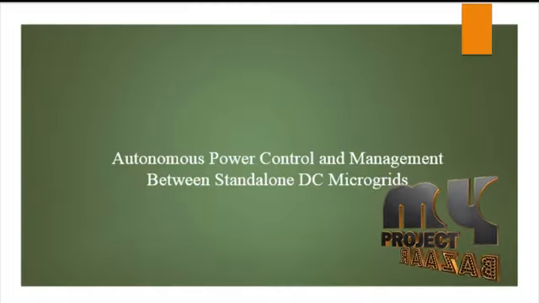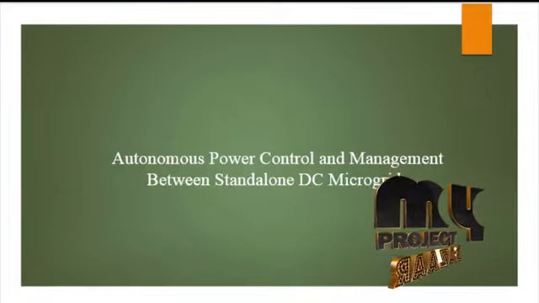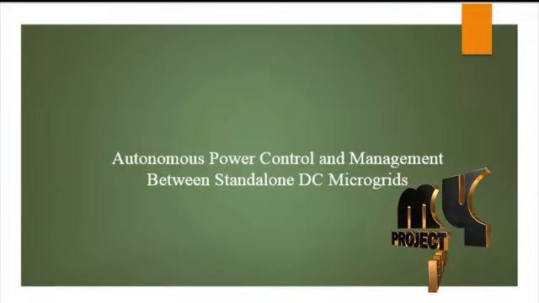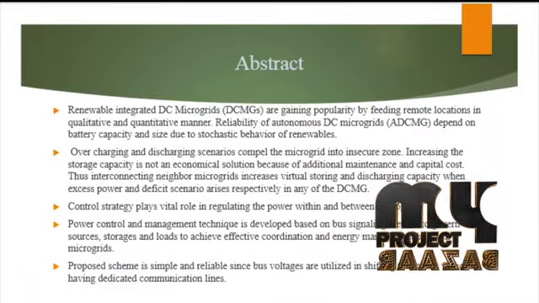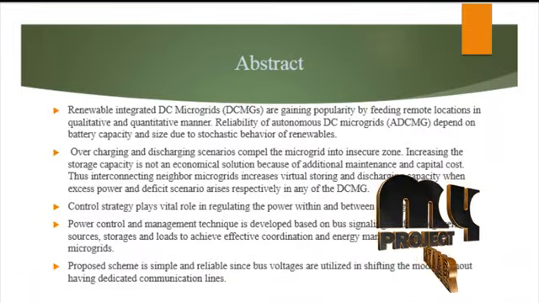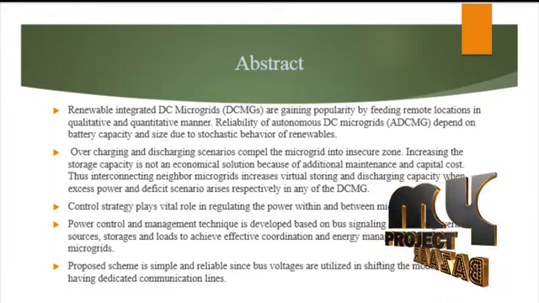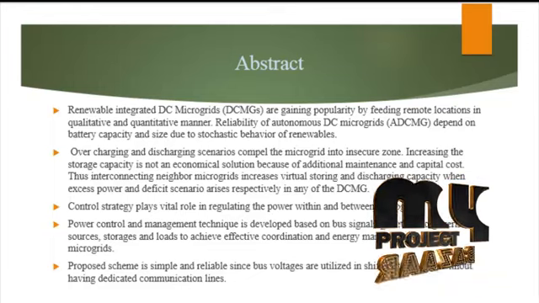Now we are going to discuss the project, autonomous power control management between standalone DC microgrids. Now we are going to discuss the abstract of our project. First we can see the DC microgrids. DC microgrids are small-scale power generation systems that can transmit power to the domestic receiving side.